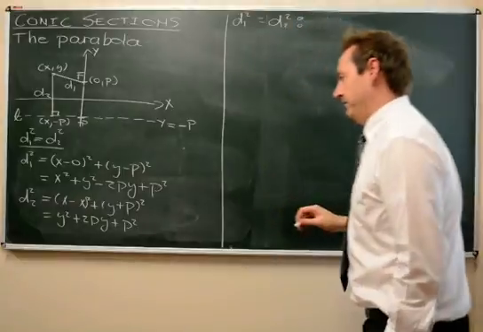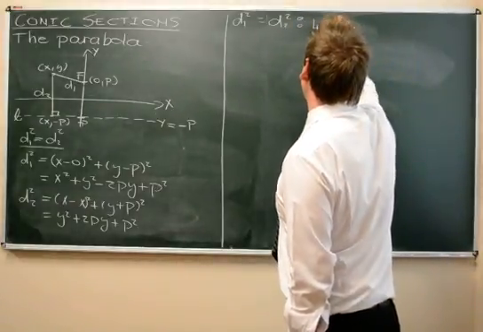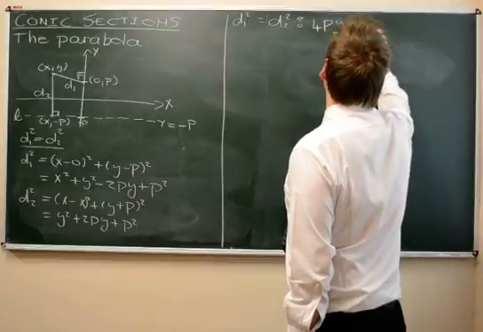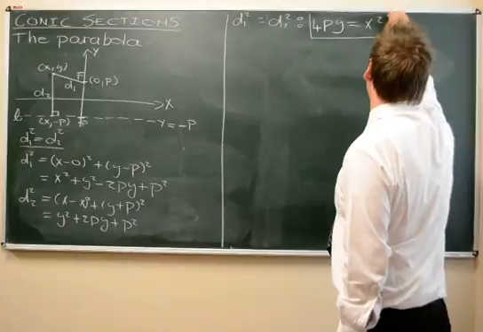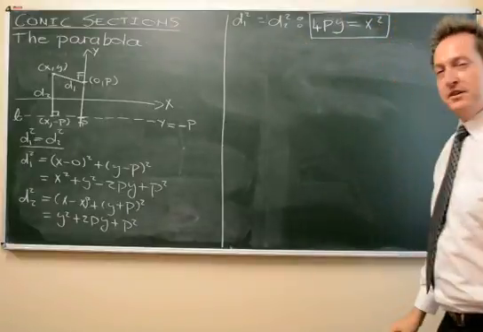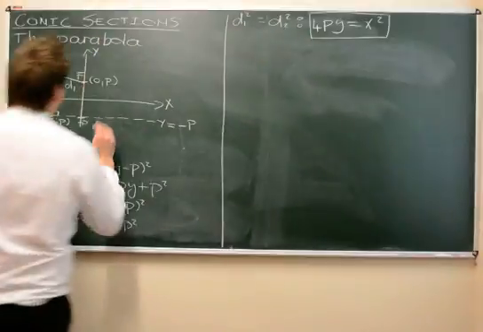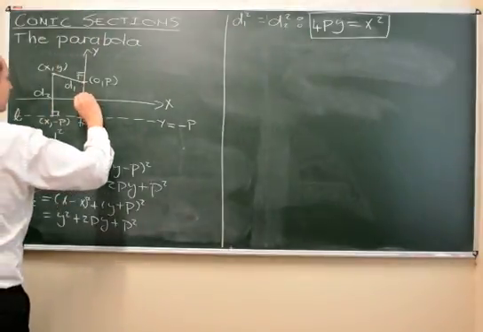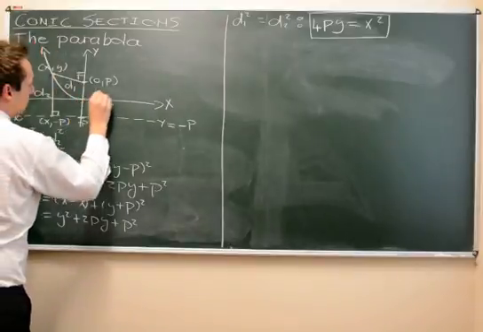So now if you put D1 squared equal to D2 squared, what do you get? Well, you get 4py is equal to x squared. That is the equation of our parabola. So this parabola is going to sit something like this.